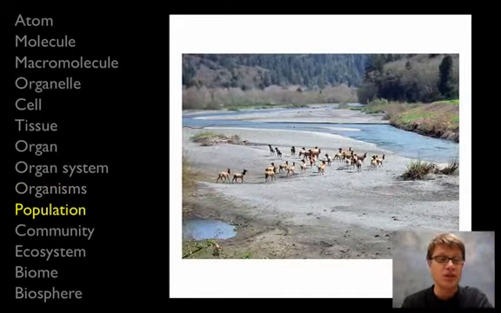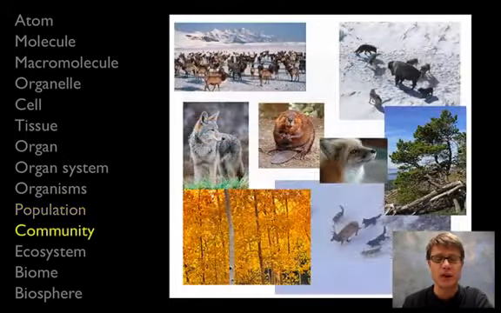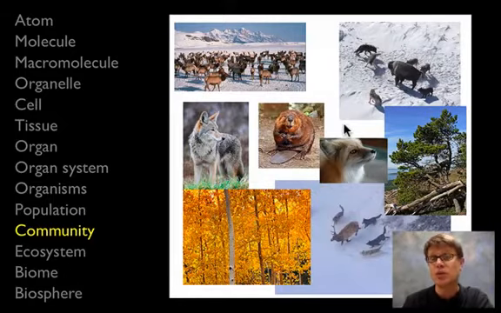Organisms are organized into a population, so this would be all of the elk that are living in one area at a time. Once we get a number of different organisms living in one area at one time, now we have all these intraspecies interactions between bull elk and cow elk. Basically, this would be an emergent property we find at the level of a population. Next, we have all of these different populations interacting together, and so this would be a community.